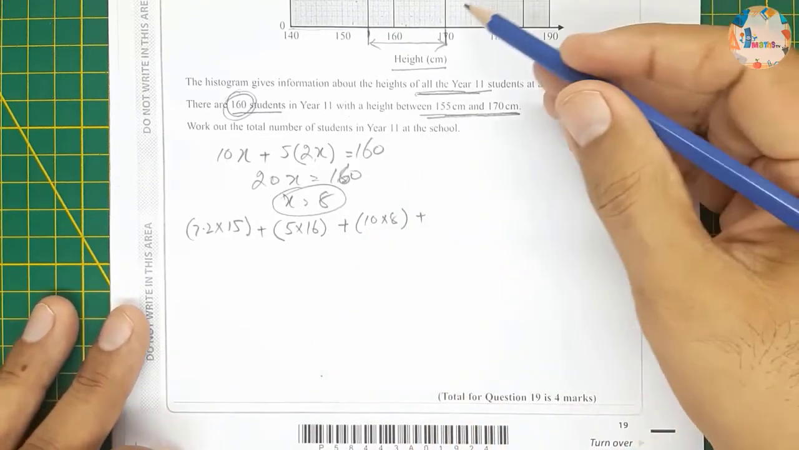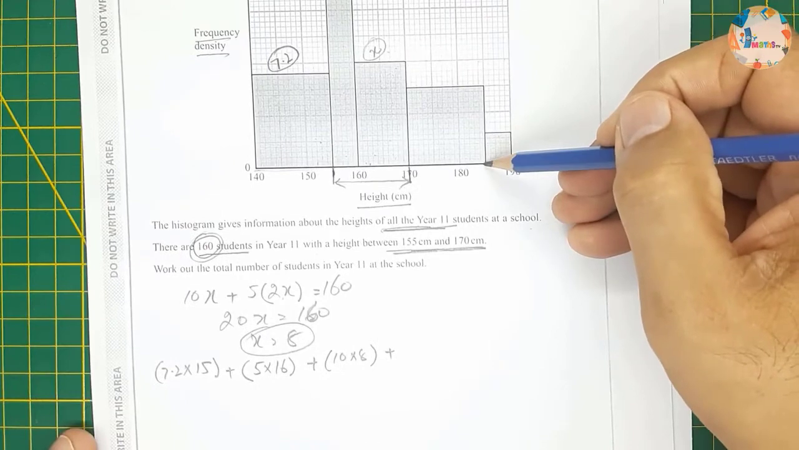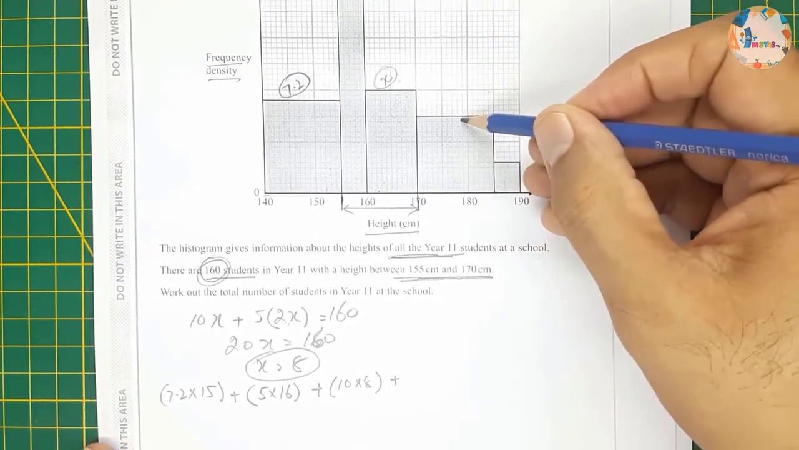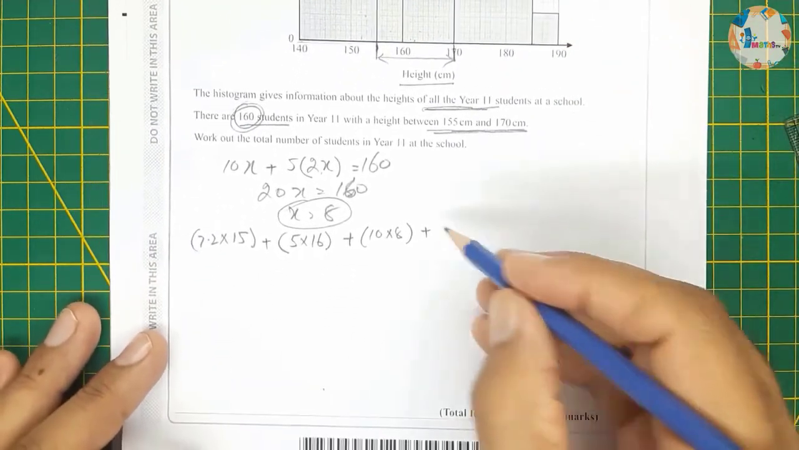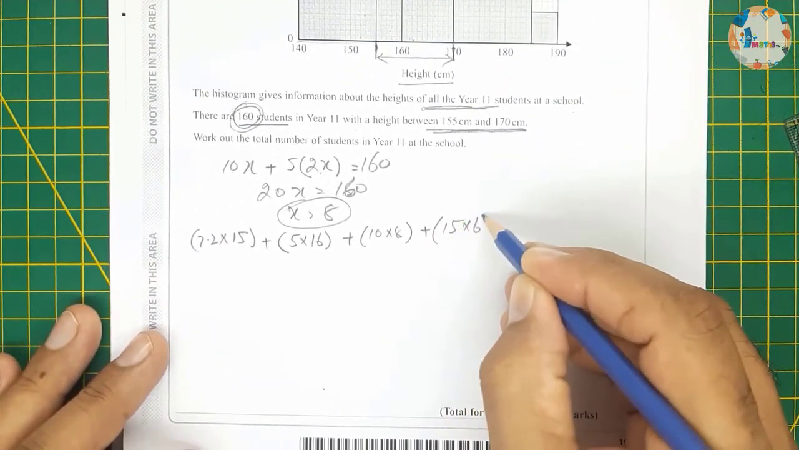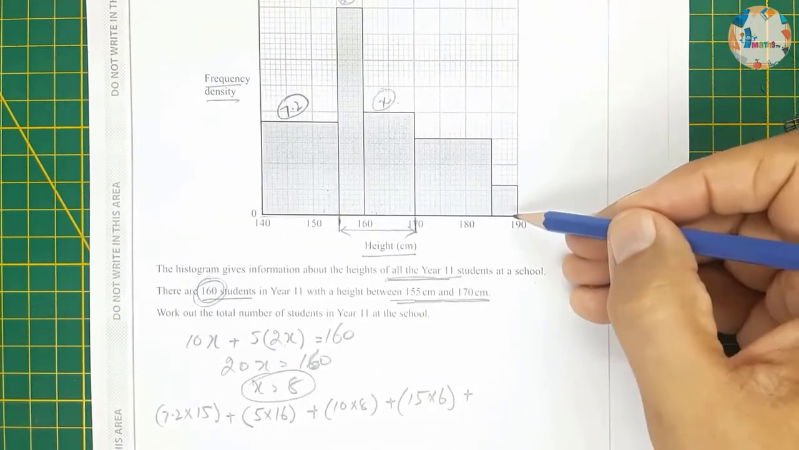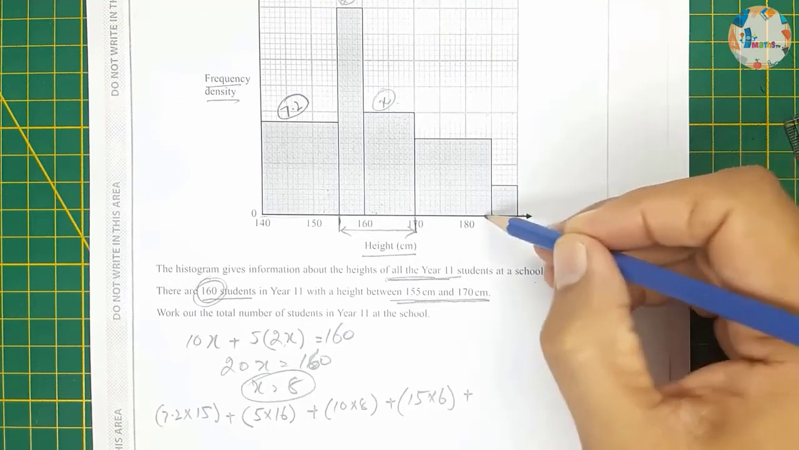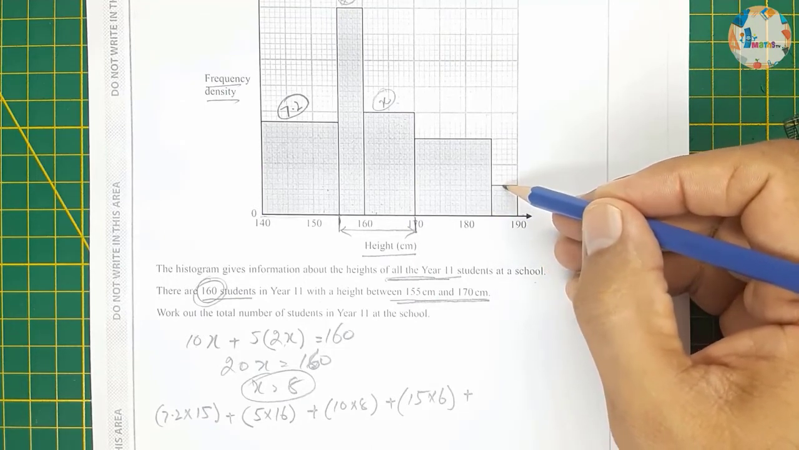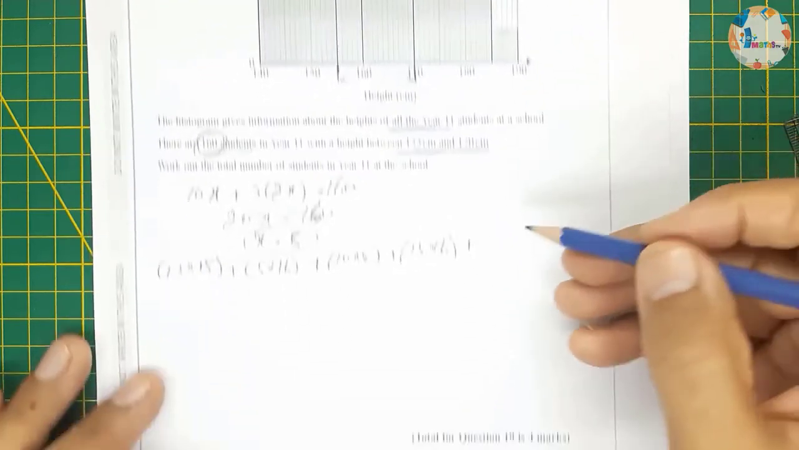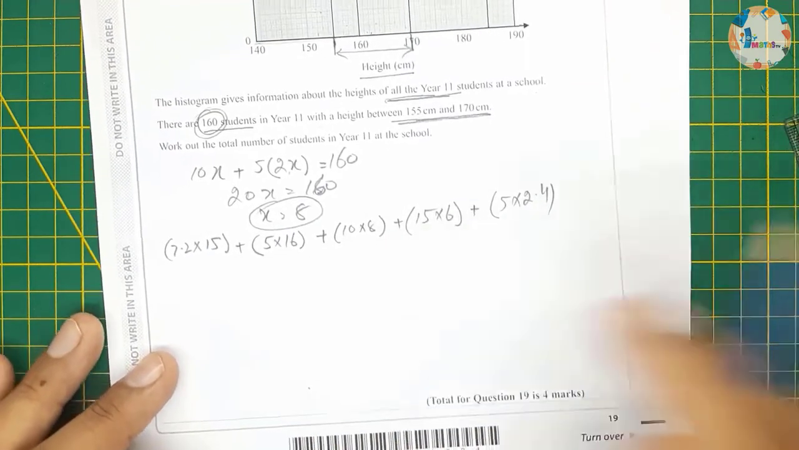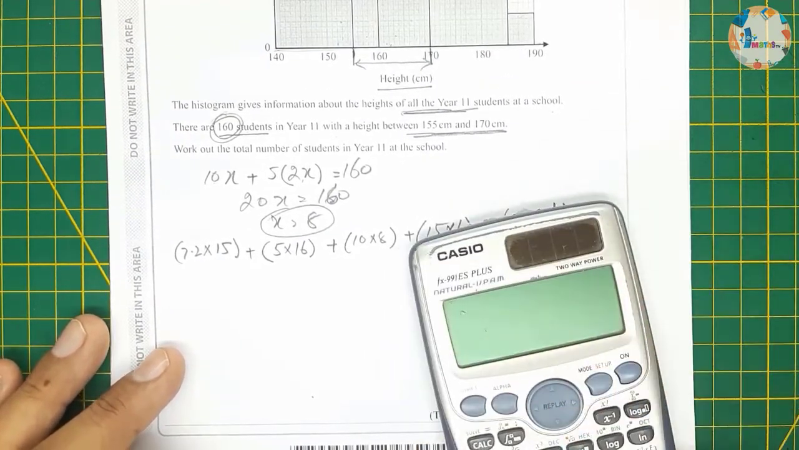Plus the next bar is 170 to 185. So the width will be 15 and the height will be 6. So we will write 15 into 6, plus the last is 185 to 190. So it will be 5 and 2 plus, this one small box will be 0.4, so 2.4. So it will be 5 into 2.4. Now we can calculate these numbers.